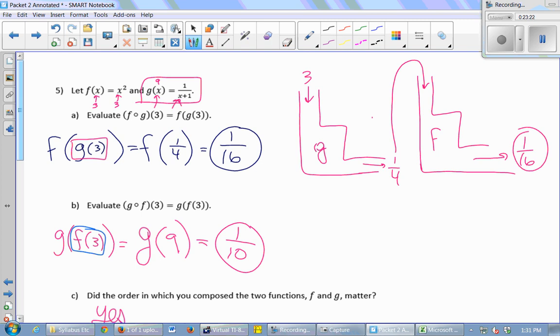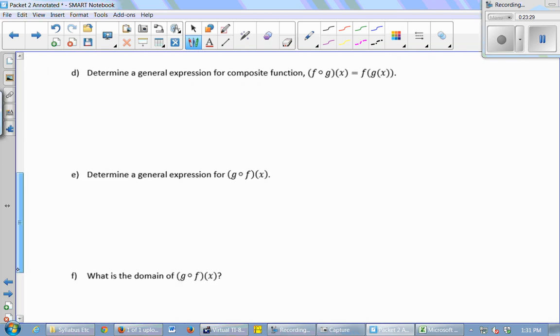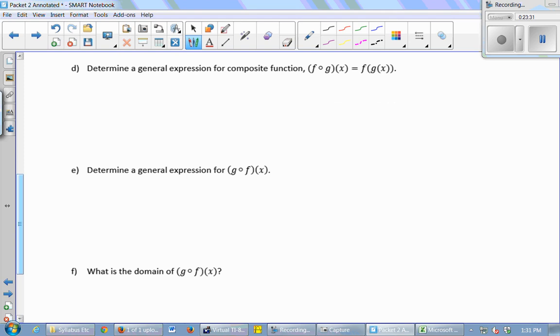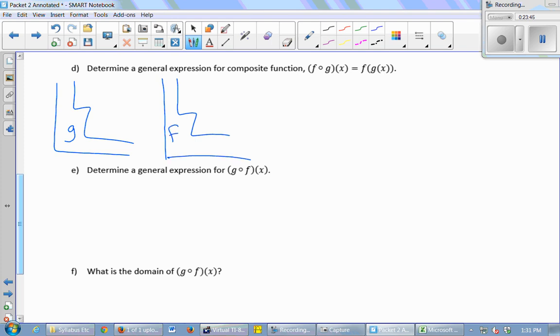If I was going to reverse it, you do the f machine first, followed by the g machine. Let's see what happens if I do this for a general x, not just for the number 3, but for any number. I'm going to have the g machine first. The order might not matter for some formulas, but for these two, it did.